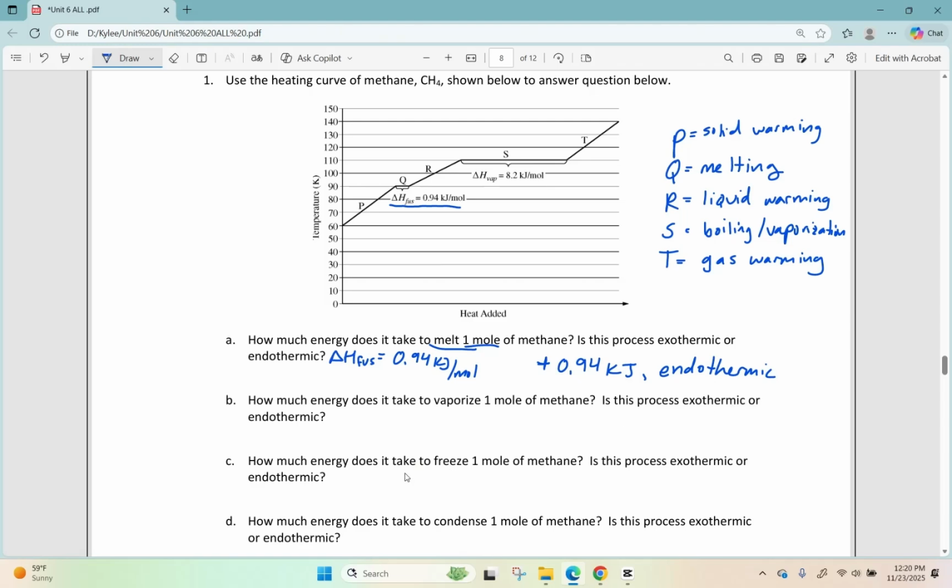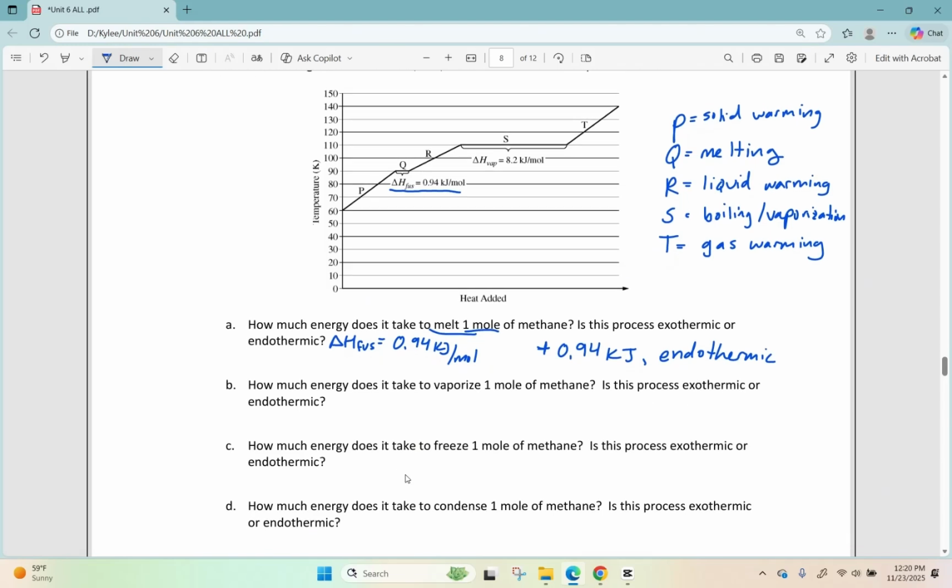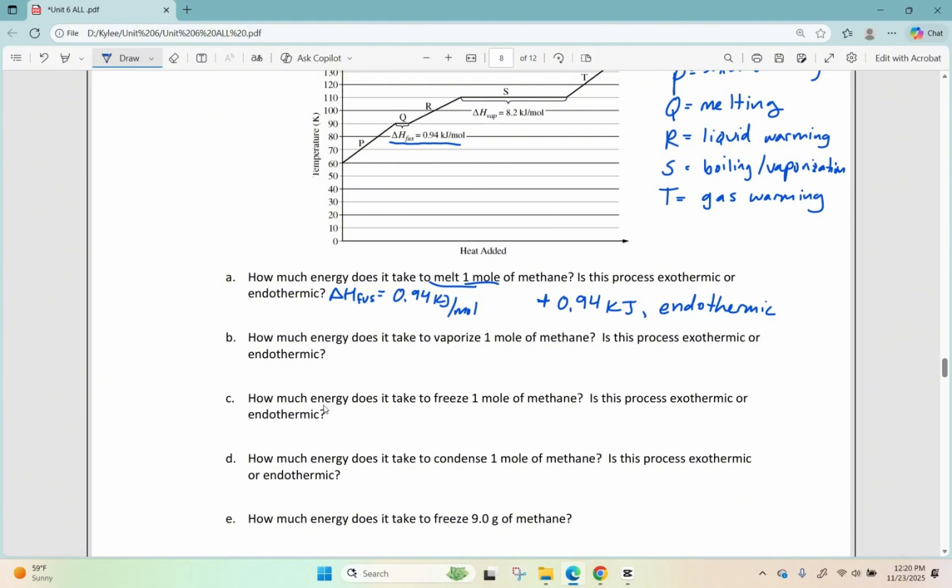I'm actually going to jump down to letter C, because letter C asks us how much energy does it take to freeze 1 mole of methane. Well, we're going to use the same equation. The heat of fusion is 0.94 kilojoules per mole. And if I only have 1 mole, then it is going to be 0.94 kilojoules.